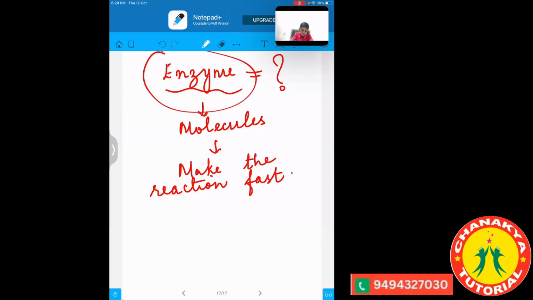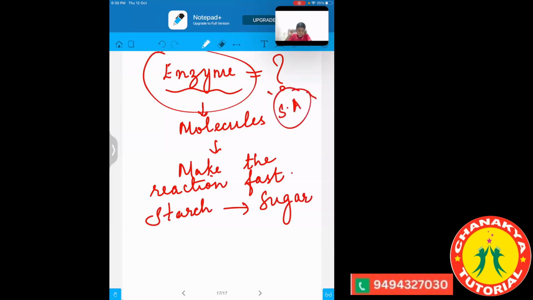Now, as I told you, saliva has the salivary amylase enzyme. This enzyme is important because only due to its presence can the saliva break the starch into sugar. Imagine if salivary amylase is not present, then the saliva will not break down the starch into sugar. That is how it works. They help the saliva to break down the starch into sugar.